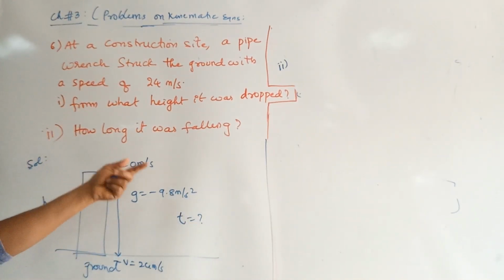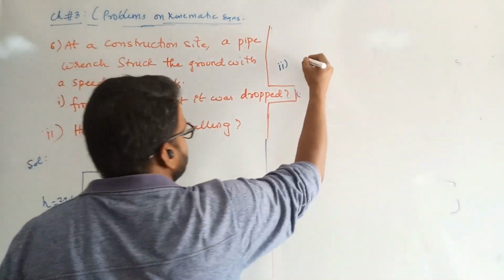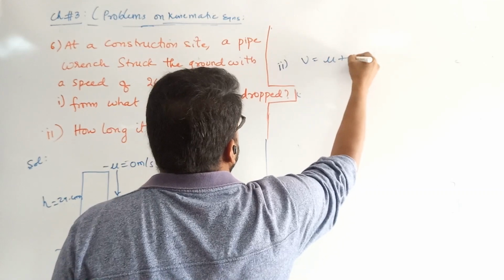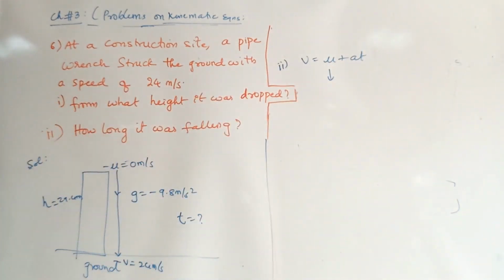How can you connect these equations? The general equation is V equals U plus at. But in vertical motion, how do we modify this equation for this context?